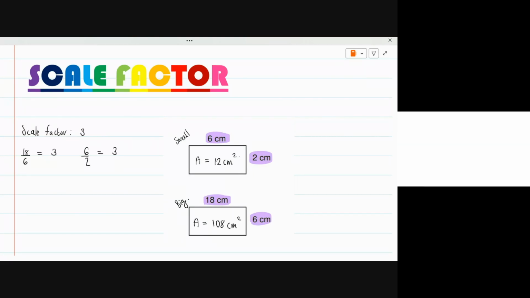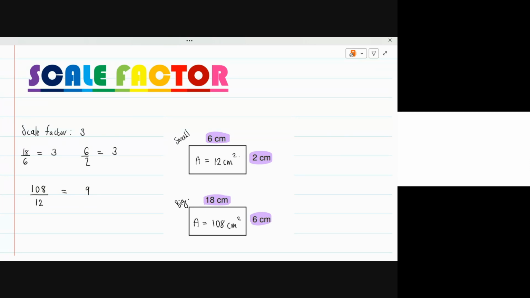Now, let's do the same with the areas. If I take the area of the bigger rectangle, 108, and I divide it by 12, what answer do I get? Anybody got an answer? 108 divided by 12, 9. Why does this one not give us the same scale factor?